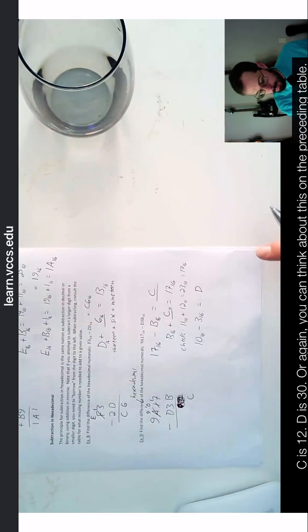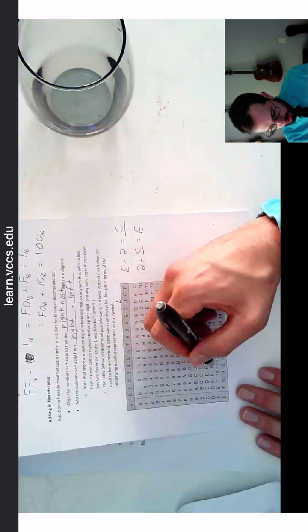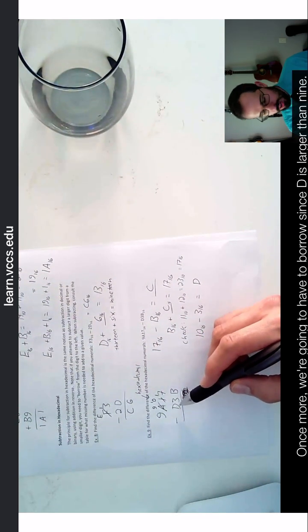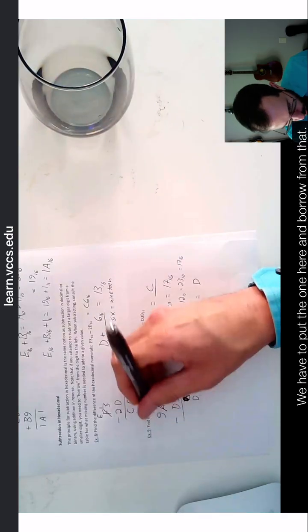And the way we do 13 in hexadecimal, A is 10, B is 11, C is 12, D is 13. Or, again, you can think about this on the preceding table. What do I have to add to 3 to get a result of 1, 0? The answer is I have to add D. So we put a D right here, and then keep going. We've got to go to the left here. We're trying to do 9 minus D. Once more, we're going to have to borrow. Since D is larger than 9, we have to put the 1 here and borrow from that.